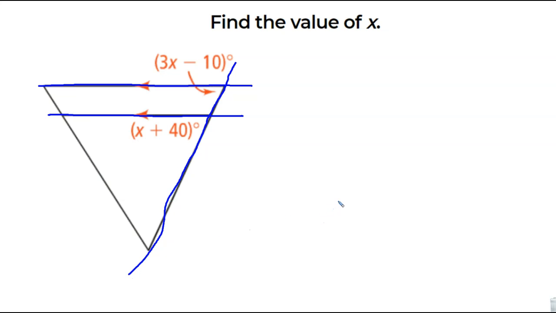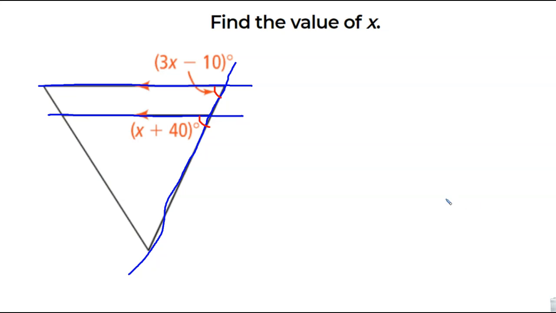Okay, so I have parallel lines and a transversal, and then the angle pair they give us here, what this 3x minus 10 is pointing to and where the x plus 40 is located, those are both corresponding angles to each other. Since they're both on the lower left part of the intersection, we'd say they're corresponding. And the thing I know about corresponding angles, when the lines are parallel, corresponding angles are going to be congruent to each other.